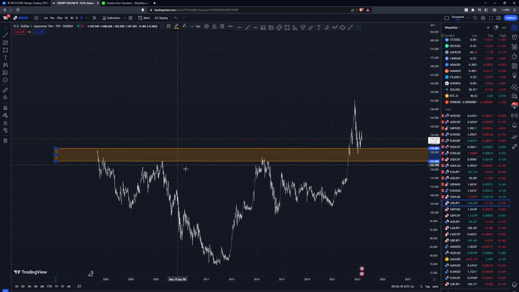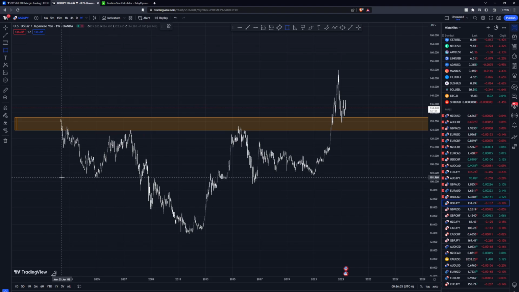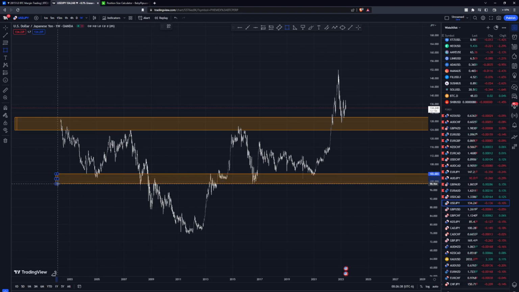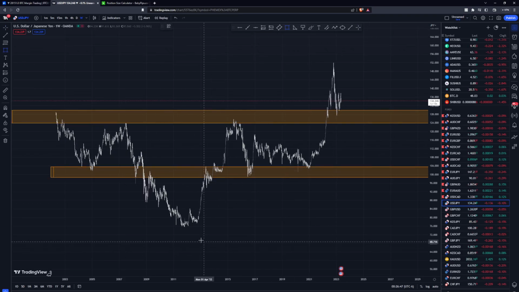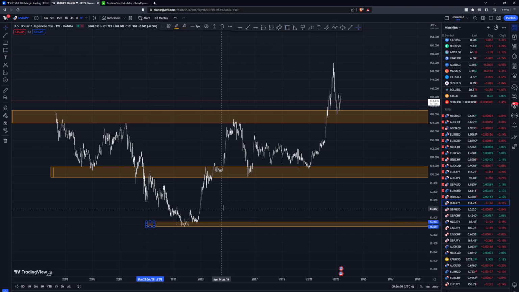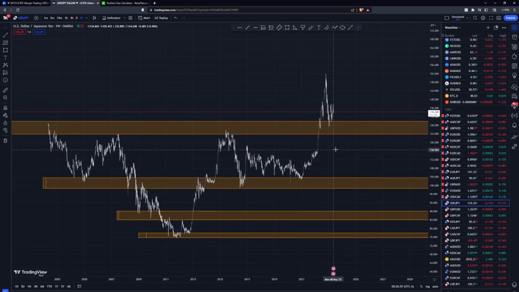I like to keep them a decent size. I like to include tops and bottoms where I can, but I don't want to make them too big, if that makes sense. So very obvious zones where you can see price has bounced multiple times before and has respected that zone on both the resistance and the support side. Usually tops and bottoms are what I like to draw. And yeah, once you see them, pretty easy to spot.